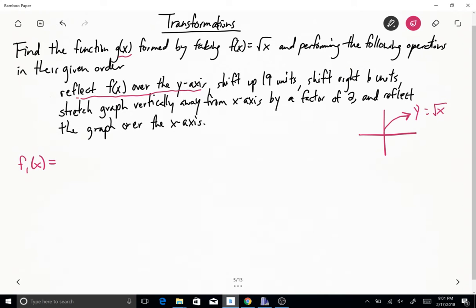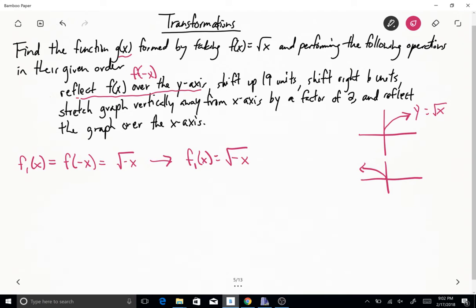So what does that do? Well, that should be, in that case, f of negative x, because what it's done is it's reflected the domain. So now you have this graph that goes this way. And notice our x values should all be negative that we can plug in to give us a nice result there. So this is f of negative x. Okay, so what's f of negative x? Well, that would be the square root of negative x. So we have our new function now, f1 of x is the square root of negative x.